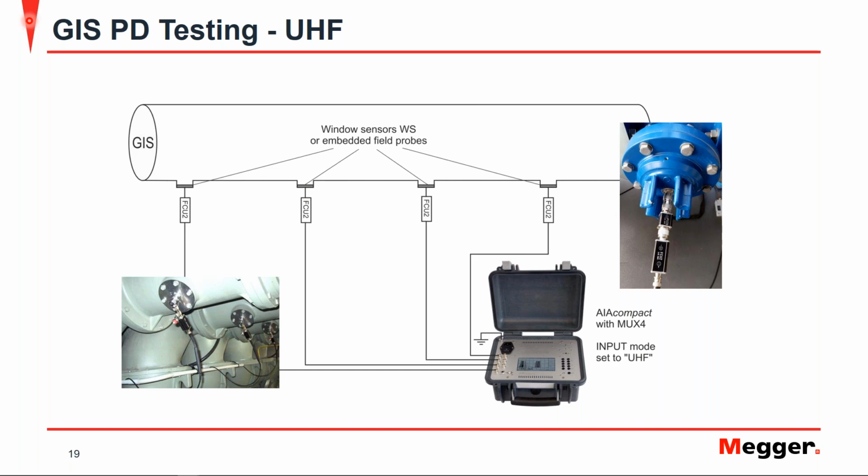Here is a diagram of connections for the UHF testing using window sensors or embedded sensors. You can have any window sensors or embedded field probes. If you have an embedded field probe, you include, like we said before, the protection unit, then your frequency converter unit, and then simply your RG58 cable out to your measurement instrument. If you have a window sensor, there's no need for the input protection unit because it's an external sensor. So you just use your frequency converter unit and then again out to your measurement device, and you're ready to perform your measurement.